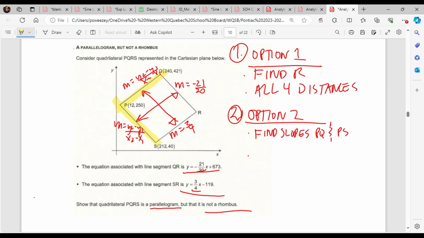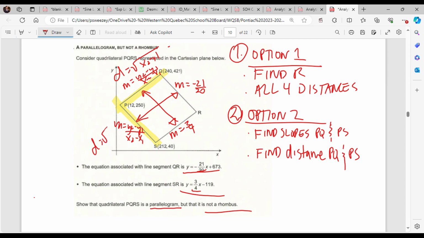I don't need to do anything crazy except find the distance of PQ and PS. So we're just going to do the distance formula with x2 minus x1 for that side and for that side there. These are the two sides running into each other, and those would be different, right? So if this one's 90 and that one's 85, then we can say, yep, it's not a rhombus.